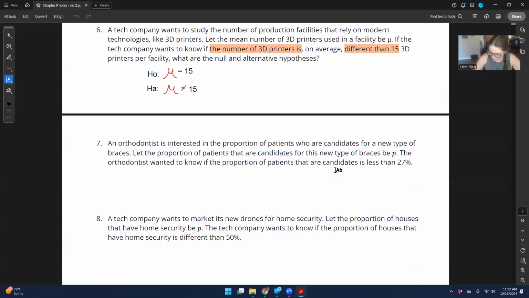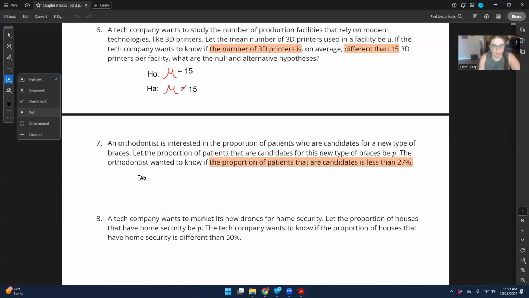Okay, here's some, hold on, my Netflix is going through. Okay, an orthodontist is interested in the proportion of patients who are, okay, proportion. So it says proportion right off the bat. We know it's a proportion problem, not a mean problem. This is very important, not only in symbols, but in terms of what steps we're going to use later this week. For the new type of braces, let the proportion of patients that are candidates for this new type of braces be P, so that's our population proportion. The orthodontist wanted to know if the proportion of patients that are candidates is less than 27%.